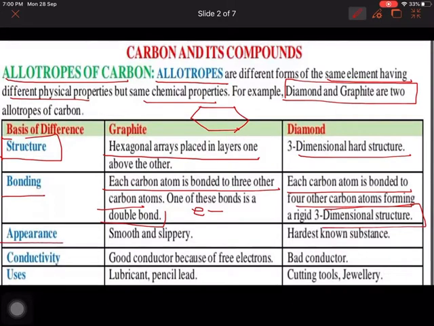When we talk of appearance, graphite has a smooth and slippery appearance, but diamond is the hardest natural substance. Conductivity: graphite is a good conductor because of free electrons. Diamond is a bad conductor. Uses: graphite is used in lubrication. Pencil lead is also made of this. Diamond is used as a cutting tool in the jewelry industry.